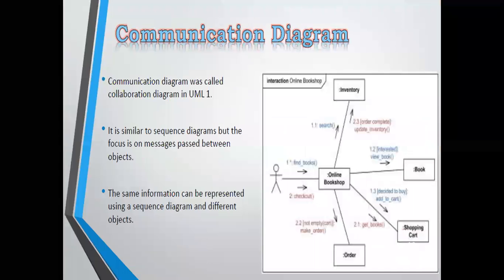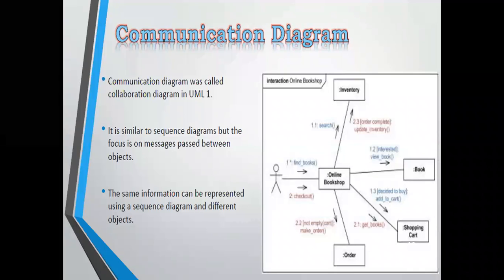The next one is communication diagram. This diagram is also called collaboration diagram in UML 1. In the next lecture we are going to see the history of UML and some basic things about UML. This is just the introductory part of UML. Previously, communication diagram was called collaboration diagram. It is similar to sequence diagram, but the focus is on messages passed between objects.